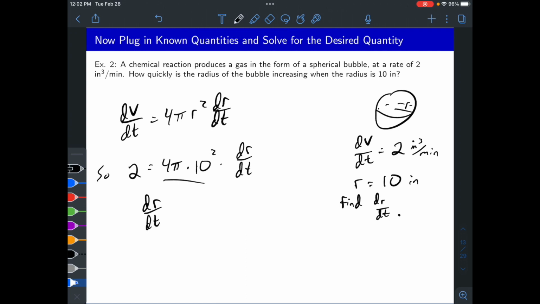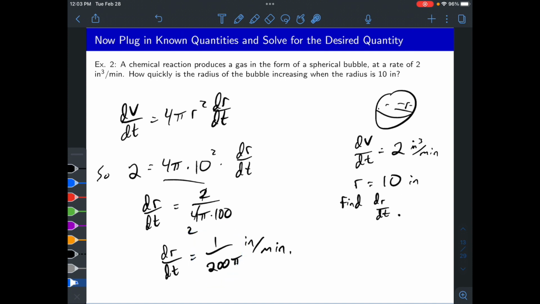We get dr/dt is equal to 2 over 4 pi times 10 squared, 4 pi times 100. The 2's can cancel. This is like 1 over 2 pi times 100, or just 1 over 200 pi. And this would be in inches per minute. So our radius is increasing by 1 over 200 pi inches per minute at that point in time.